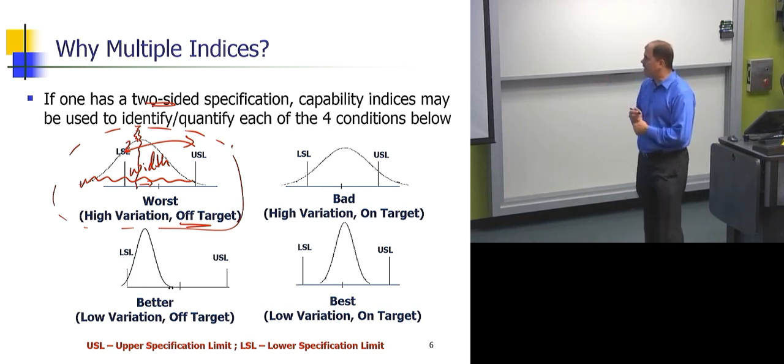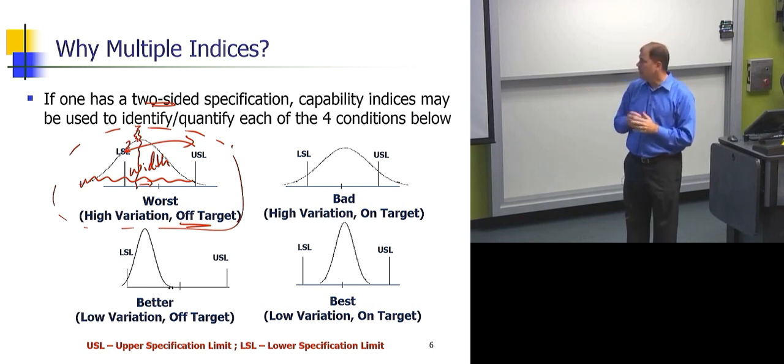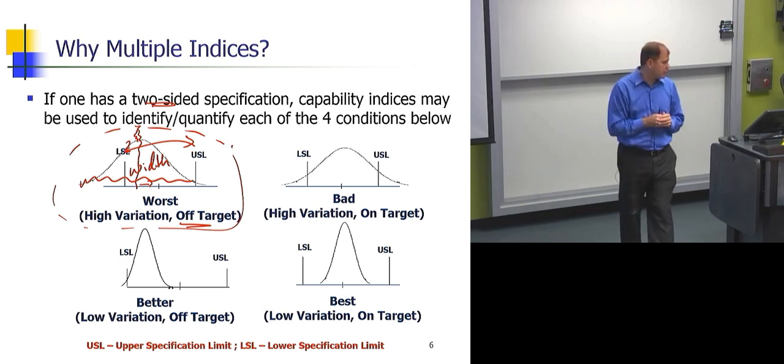In this one over here, I say high variation on target. I say on target because the mean is at the target value, which is a good thing, but I'm going to get defects here because the width of that distribution is bigger than the tolerance. Sometimes I am in the picture over here.